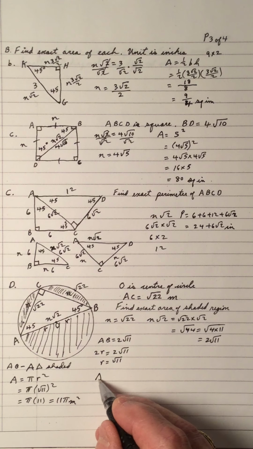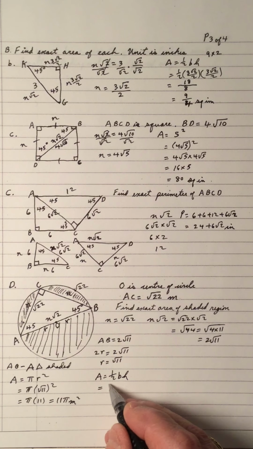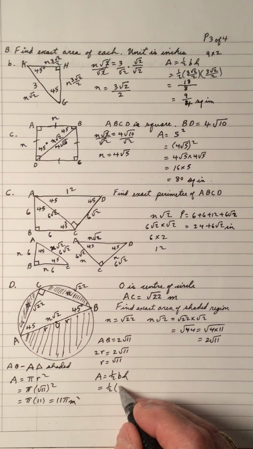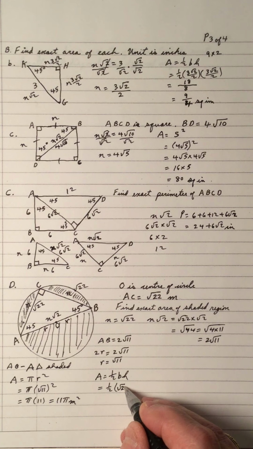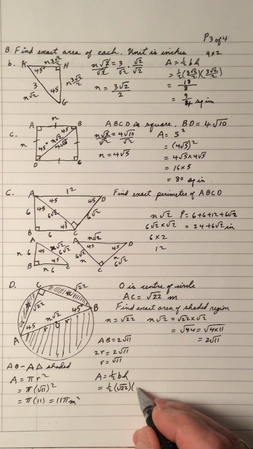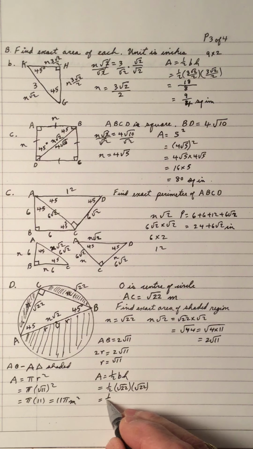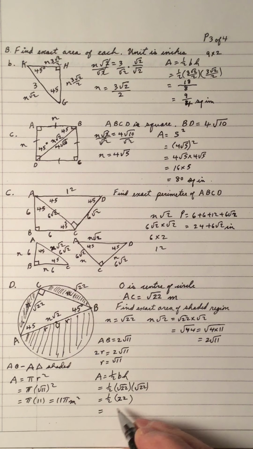Now I'm getting the area of the triangle. Half the base times the height. The base of the triangle is either one, because two of them are the same, so root 22. The height is root 22. So let's multiply the roots first. Root 22 times root 22 is 22, and a half of 22 is 11. So it's 11 meters squared.